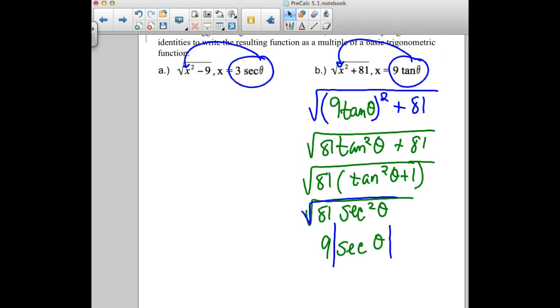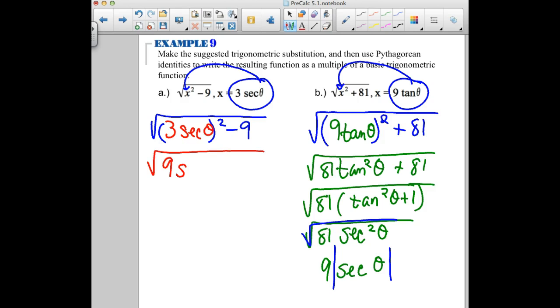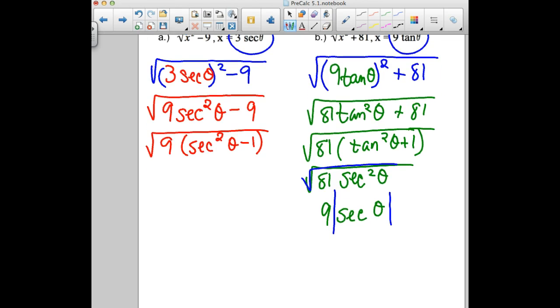All right, let's go back and do part A. We make our substitution. We've got the square root of something squared minus 9, and we are dumping into that 3 secant theta. So now if we square that, we have 9 secant squared theta minus 9. We can do another factoring step where we pull that 9 out from both. That leaves me secant squared theta minus 1. And if you think about the Pythagorean identity that we used in this one, we said tangent squared theta plus 1 is equal to secant squared theta.